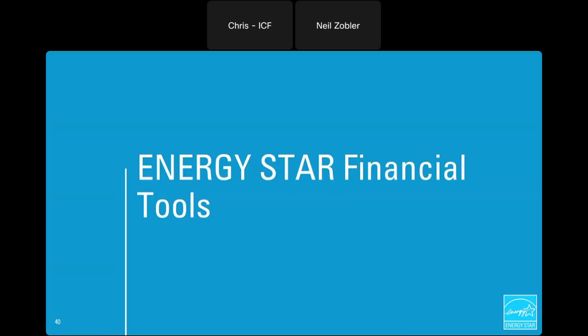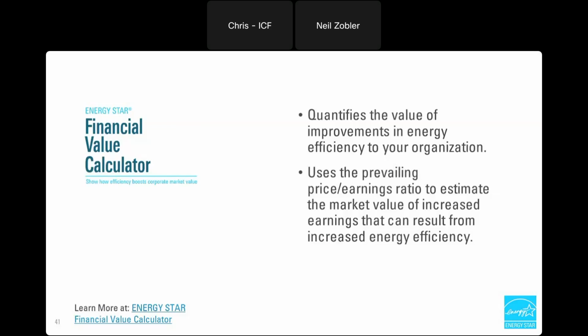So let's take a quick look at Energy Star's financial tools. Start with the financial value calculator. It quantifies the value of improvements in energy efficiency in your organization by using the prevailing price earnings ratio to estimate the market value. So what do we mean by this?